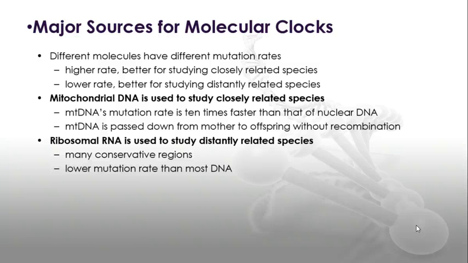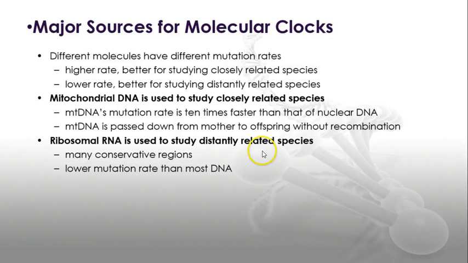Now, you can also use Y chromosomal DNA because that is passed down from men, right? Because only men have it. So you can look at the maternal DNA, you can look at the paternal DNA with Y chromosomes. And we'll talk about both of these things a little bit more later on. But mitochondrial DNA has a mutation rate that's about 10 times faster than that of nuclear DNA. And so it can show you differences in really closely related species, which is very helpful.